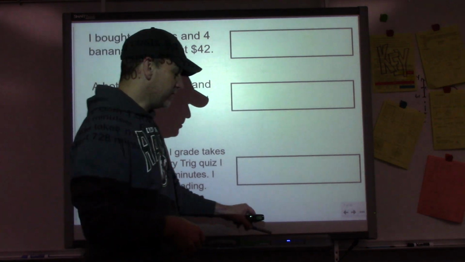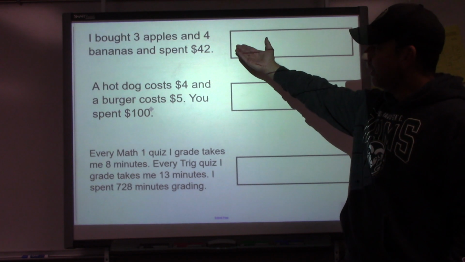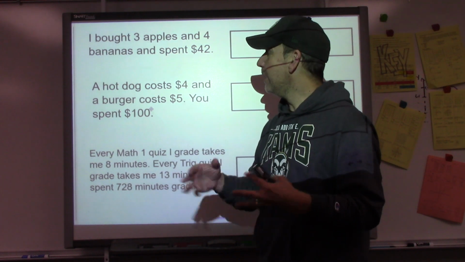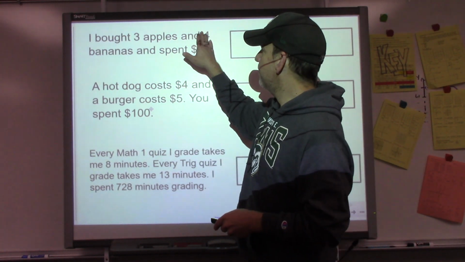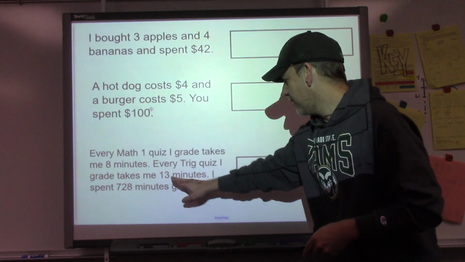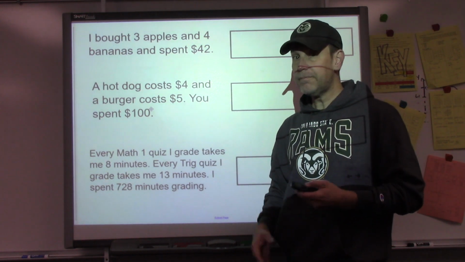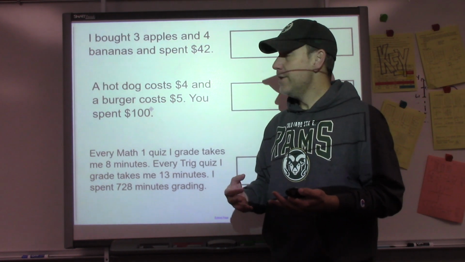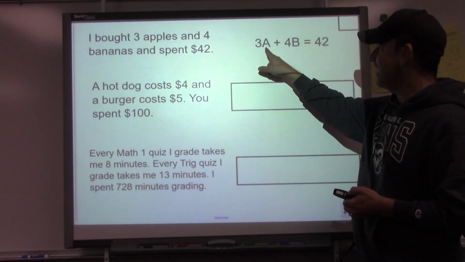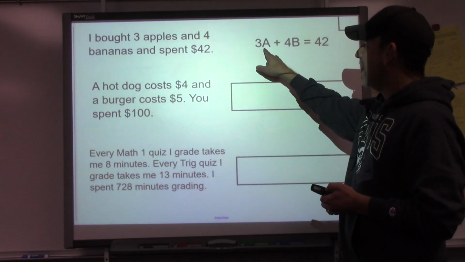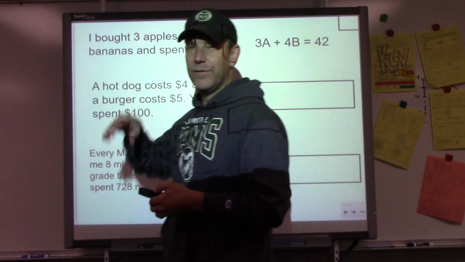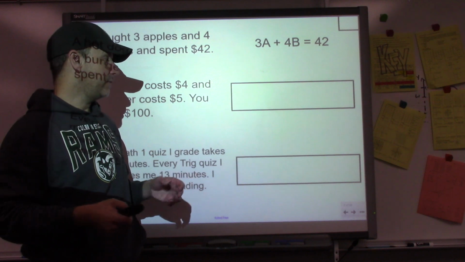Here's what you're going to do. You should have noticed that the problems on the left-hand side all ended up having 3 numbers in them. Now it's going to get a little more complicated than that, but for now, you've got 3, 4, and 42. You've got 4, 5, and 100. You've got 8, 13, and 728. So they have a similar structure. So we're going to end up using the structure that uses 3 different numbers in it, the A, the B, and the C. And so you have 3 apples plus 4 bananas equals $42. That is the type of prompt that forms a standard form type of equation.